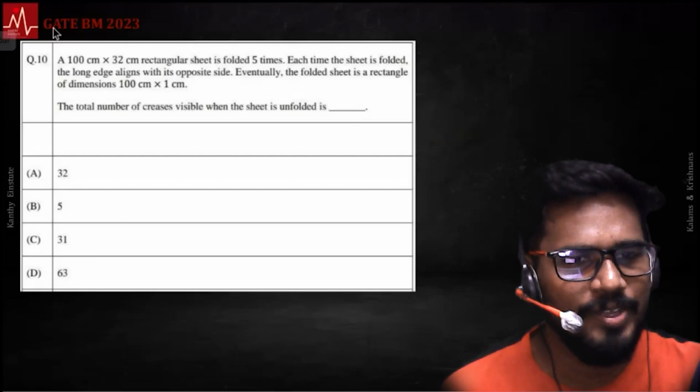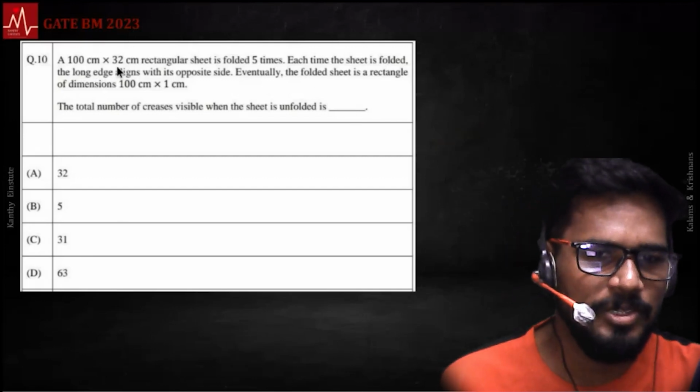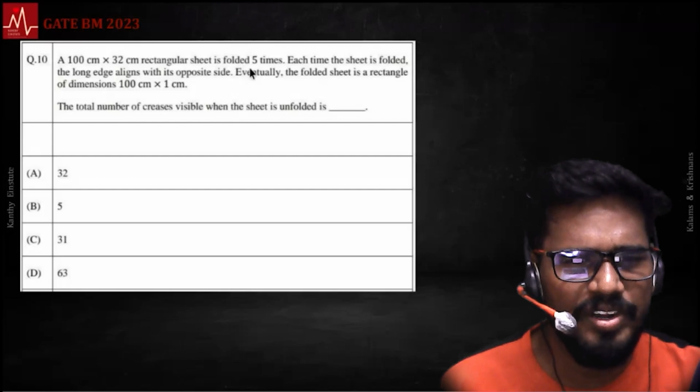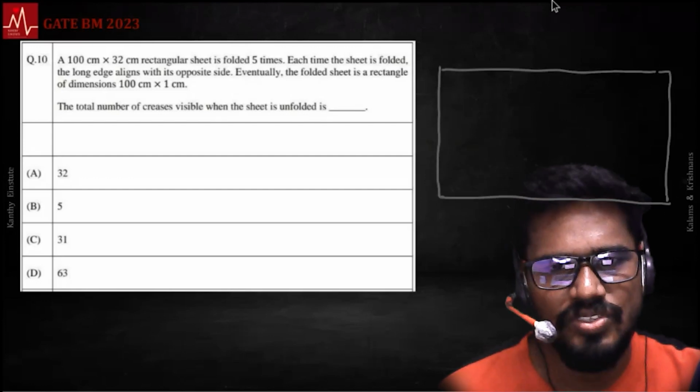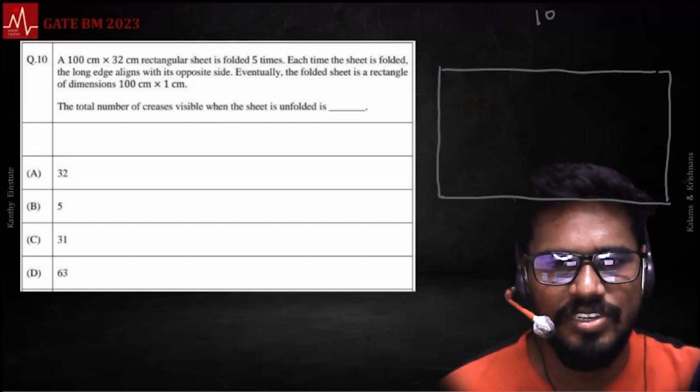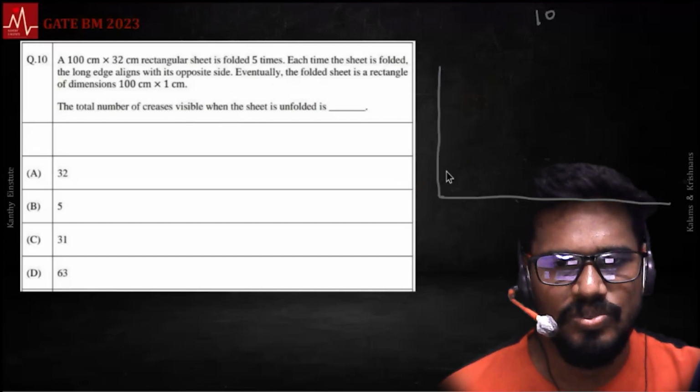Right now, there's a hot topic in neuroscience. So a 300 centimeter into 32 centimeter rectangular sheet is folded. Fairly easy. Let's draw it to reasonable scale. This is 100. Which direction? No, 100 remains 100. I'm sorry, this is not to reasonable scale.